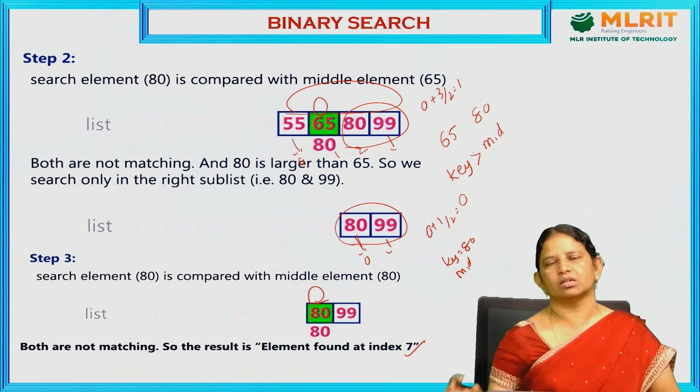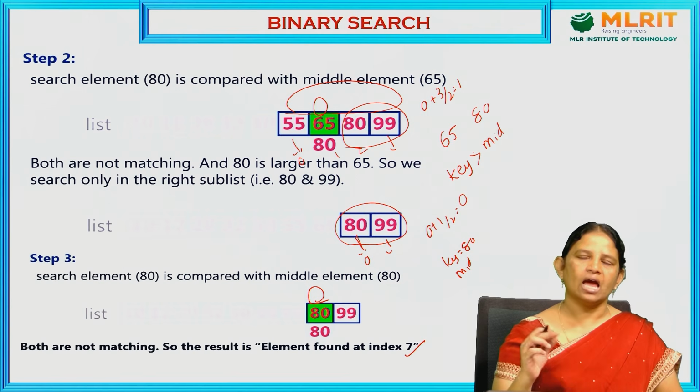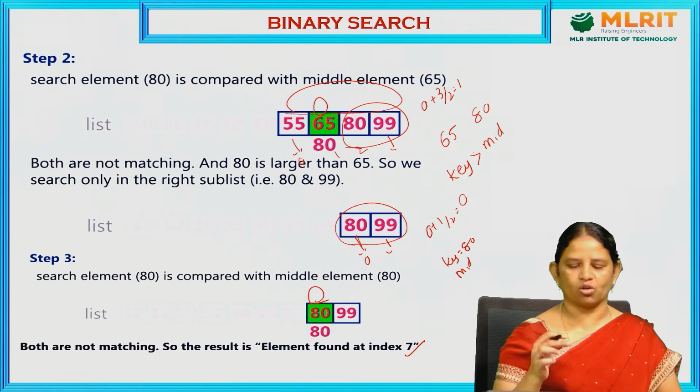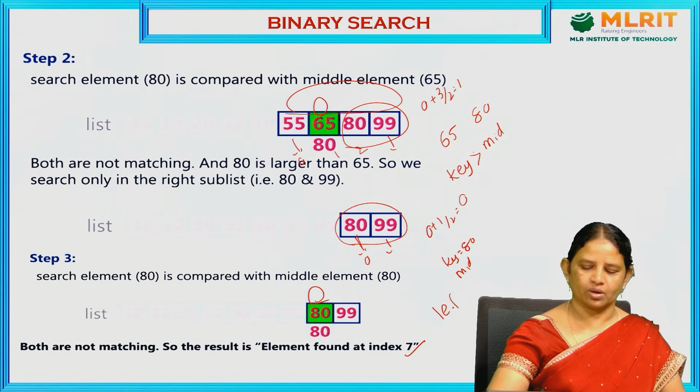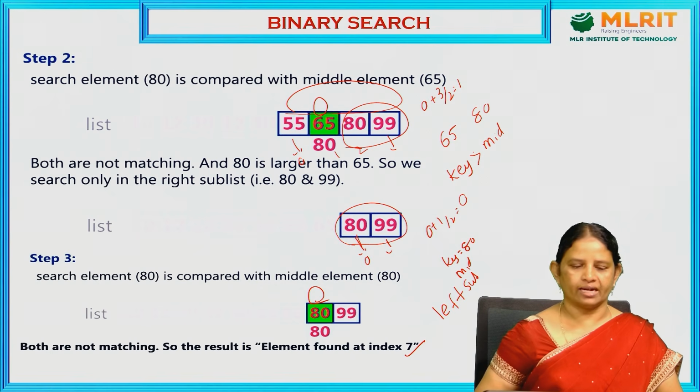So we need to take two lists. One is a left sublist, another one is a right sublist. If the key element is less than the middle element, we can concentrate on the left sublist. If the key element is greater than the mid element, we have to concentrate on the right sublist.